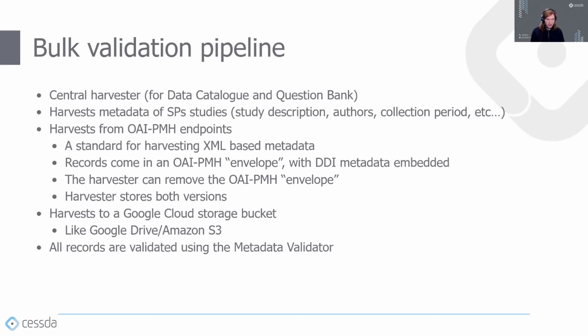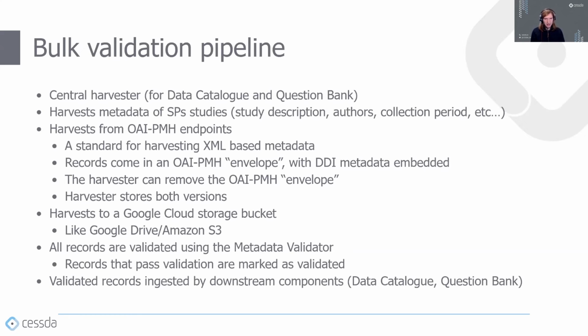Then all the records are validated using the metadata validator, and records that passed are marked as valid. And these valid records are then ingested by downstream components. So this pipeline allows us to filter data from the source repositories to the various downstream components, and we can assure that everything that ends up on the user interface and everything that's then re-exposed in the aggregator is of our standards.